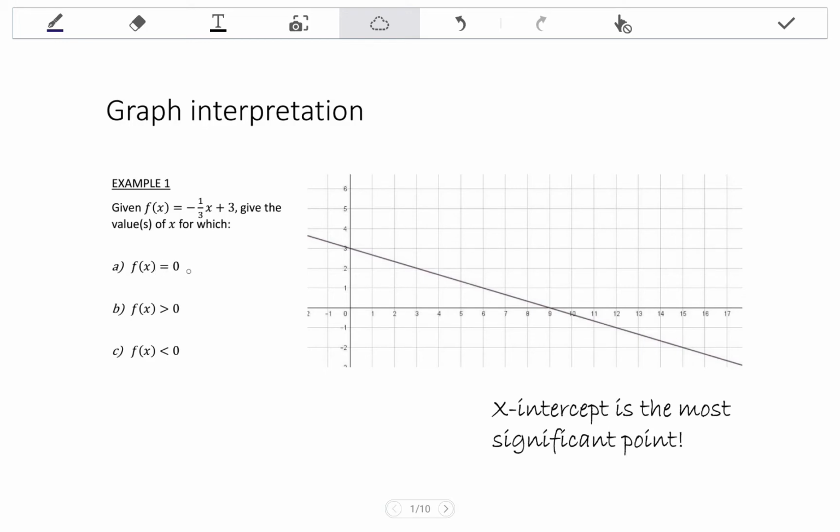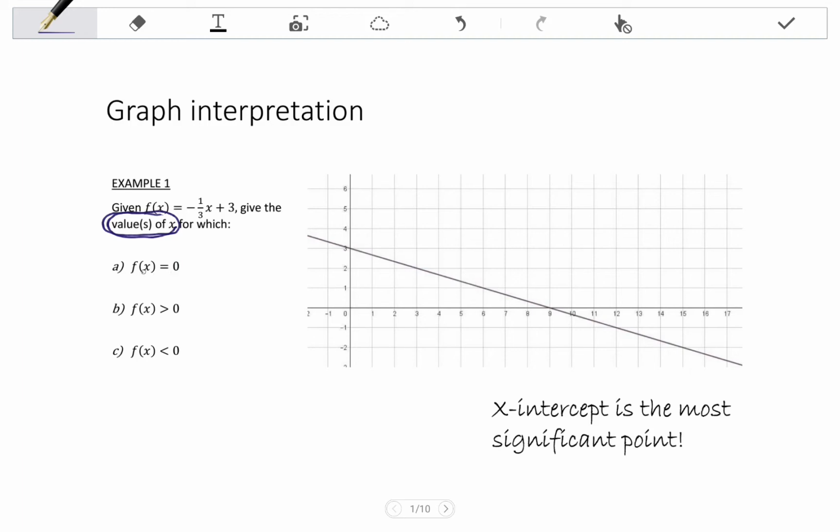f of x equals 0, or where f of x is greater than 0, or where f of x is less than or equal to 0. Okay, now the first thing you need to know about these types of questions is that you will always answer in terms of x. Okay, so it will always ask you, give the value or values of x. Okay, the next thing is that you must interpret this question. Okay, you must understand what it's asking you for.